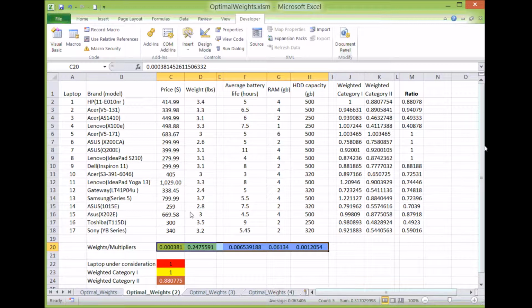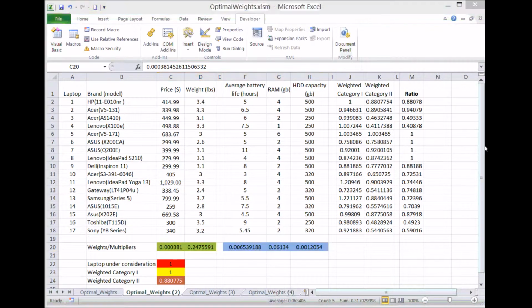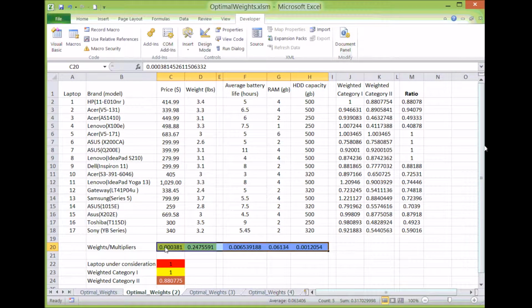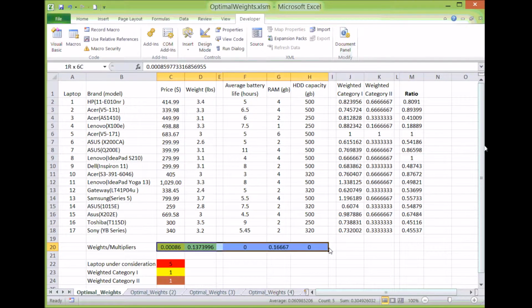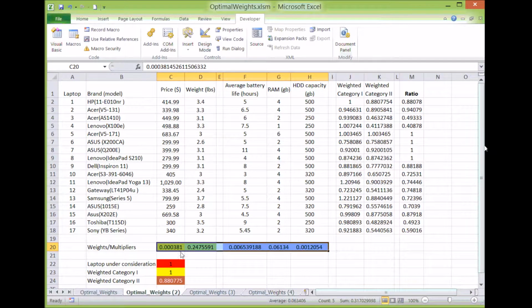So this indicates that sometimes you may be able to find a set of positive weights for some other laptops, and those weights will give you the same maximum ratio. So this example again illustrates that you actually have multiple sets of weights that will give you the same ratio. This is the ratio when laptop 5 is on the evaluation, and this is the weights when laptop 1 is on the evaluation, but both sets of weights gave a ratio of 1 for laptop 5.